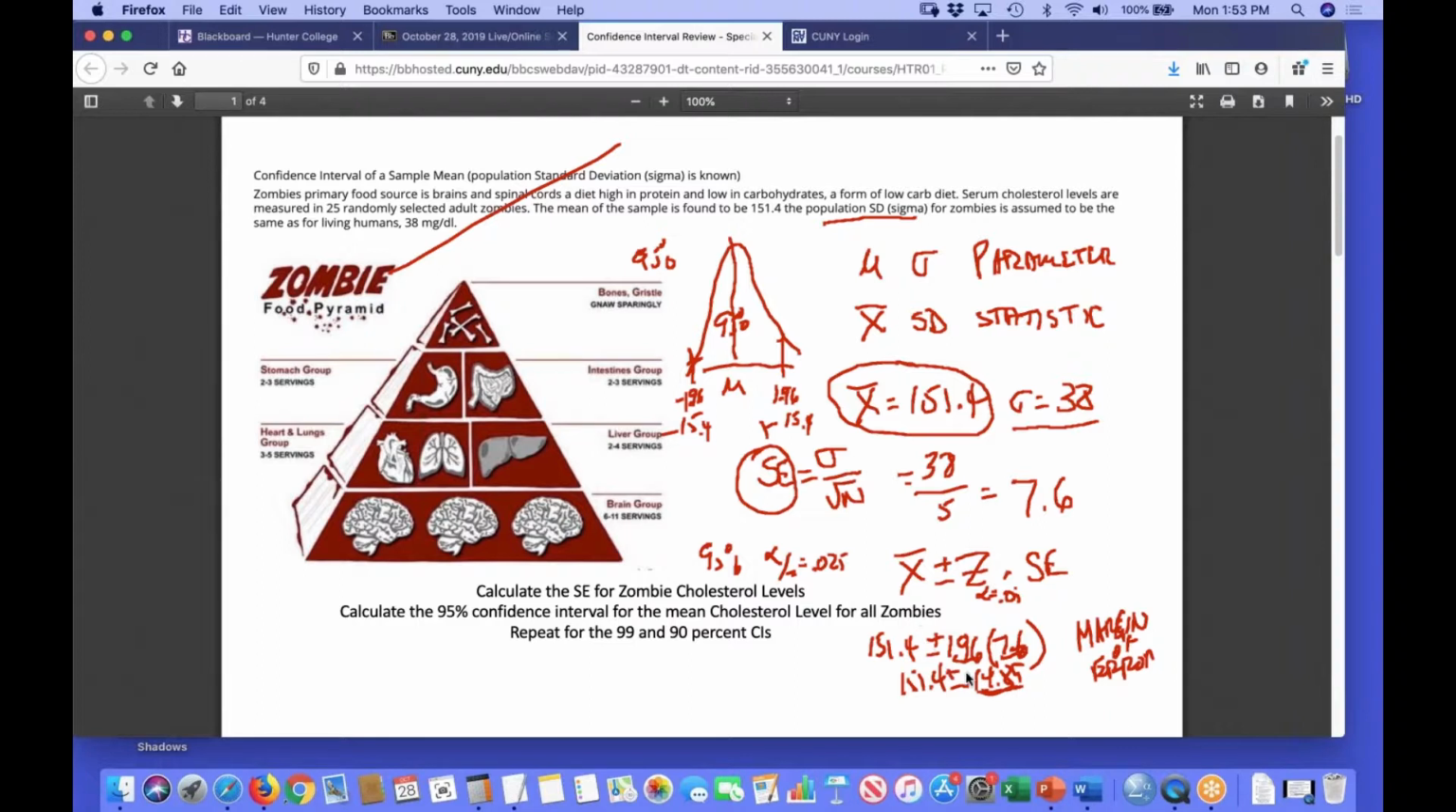Okay, so let's calculate out what our actual confidence interval is. And it's going to be 2 numbers. We're going to subtract that margin of error, and then we're going to add that margin of error to our sample mean.